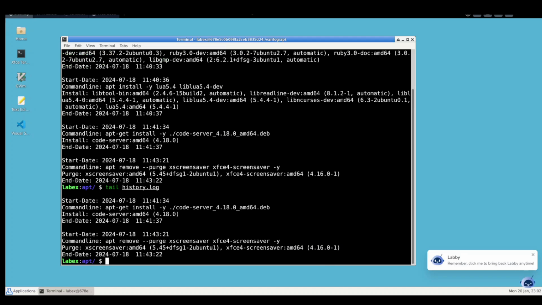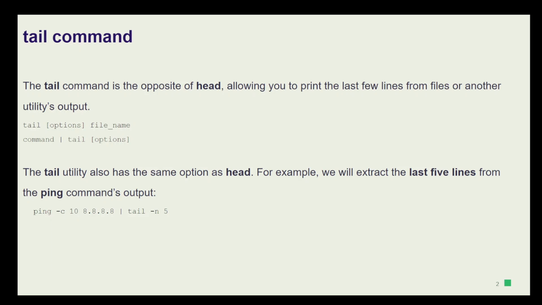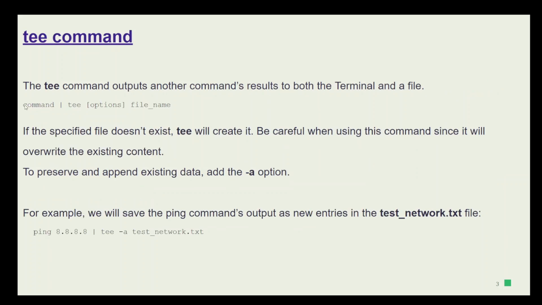So we have seen two commands, head and tail, that are used to get a few lines from a file or a command. Let's move to the next command, the tee command. The tee command is basically used to output another command's result to a terminal and a file. Usually when we run a command, it displays the output on the terminal. But if we want to output on the terminal and also pass it into a particular file, in that case we can use tee.